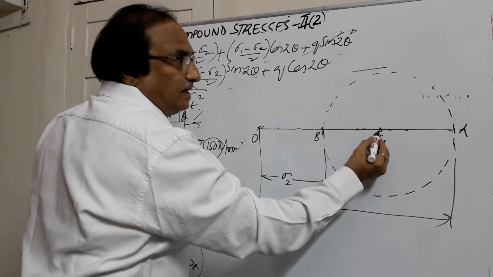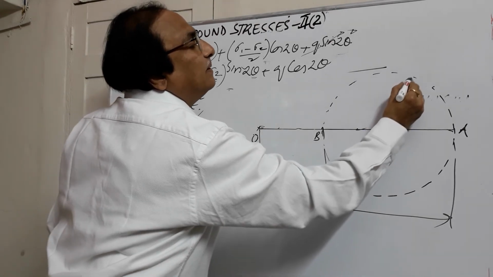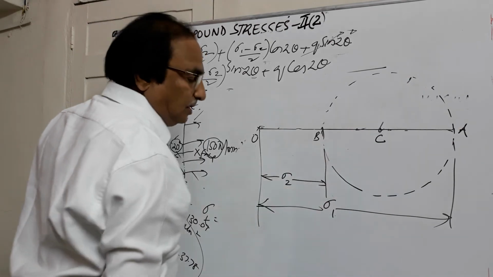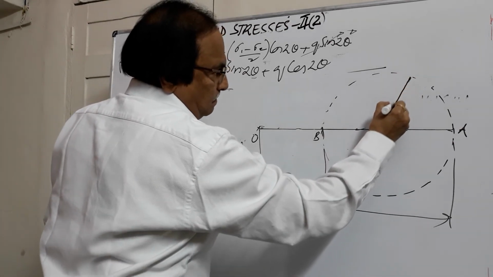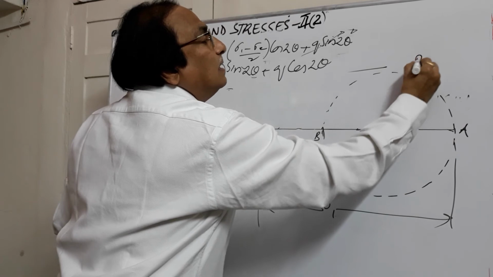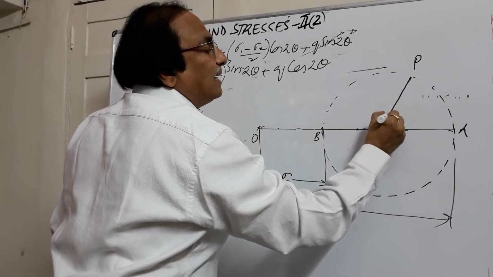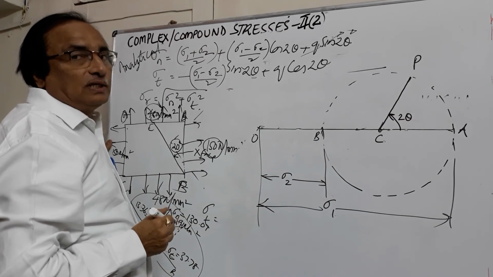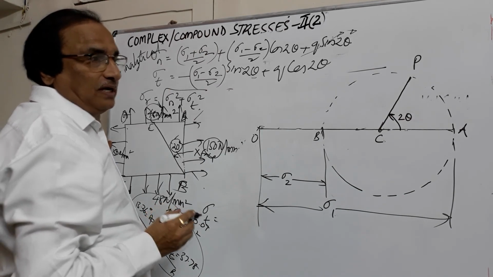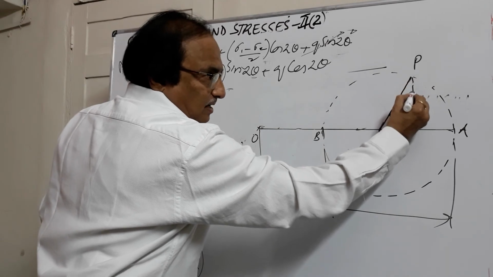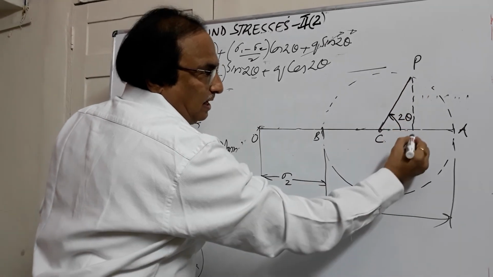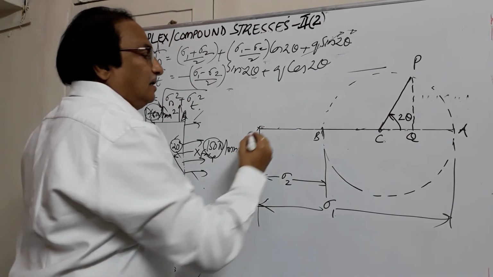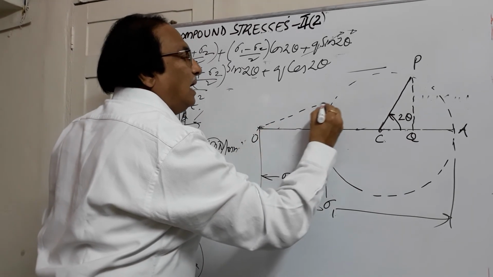Then from C, draw a line CP like this. This CP should be at an angle of 2 theta. Now once you get this point P, what do you do? You drop a perpendicular from P on the line OA. If I call this Q, you join this point O and P.